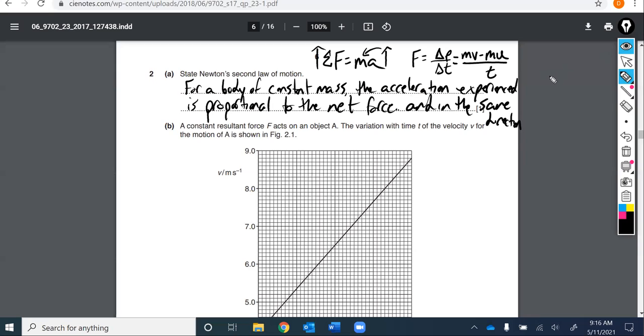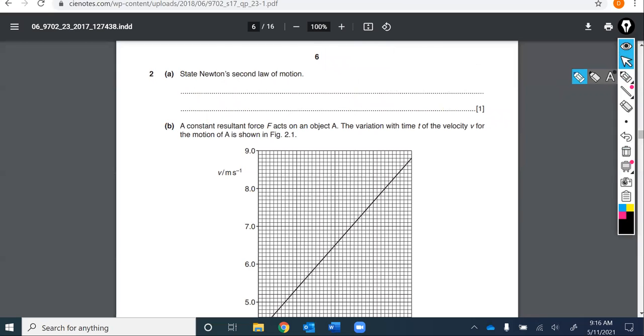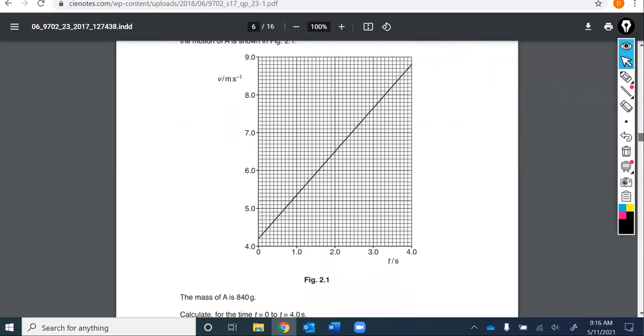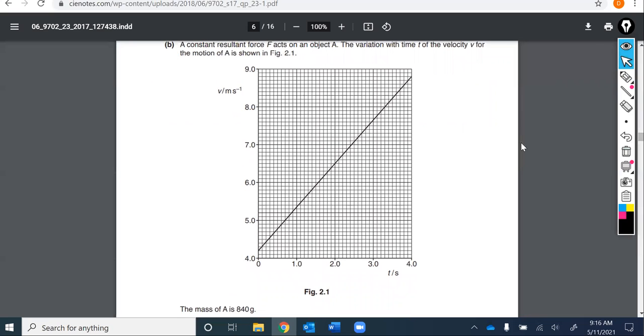We'll remember to actually check the mark scheme this time before we end the video. But if you had checked that last one, you'd find that everything checked out okay. All right, let's see how we're going to put this to good use now. It says the constant resultant force F acts on an object A. The variation with time t of the velocity v for the motion of A is shown in figure 2.1. Let's examine that figure more carefully. It looks like it's going from 4 something to about just under 9 in a time of 4 seconds.